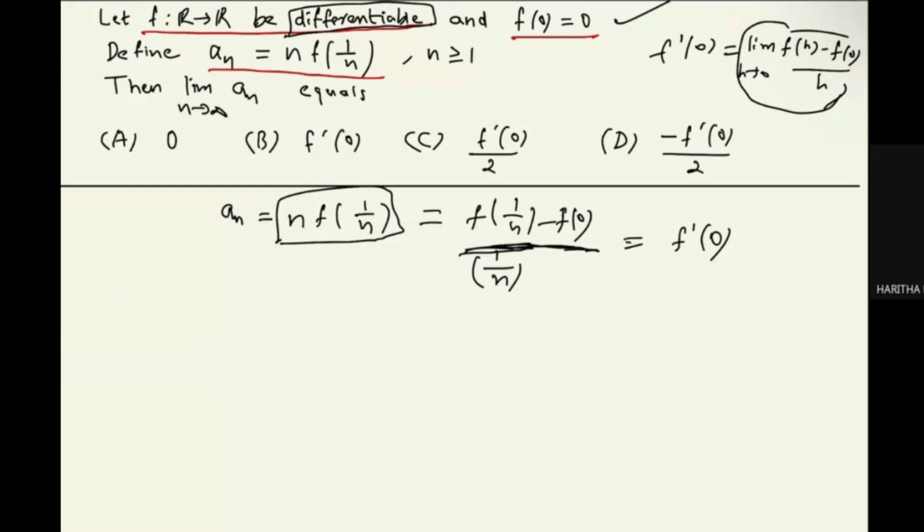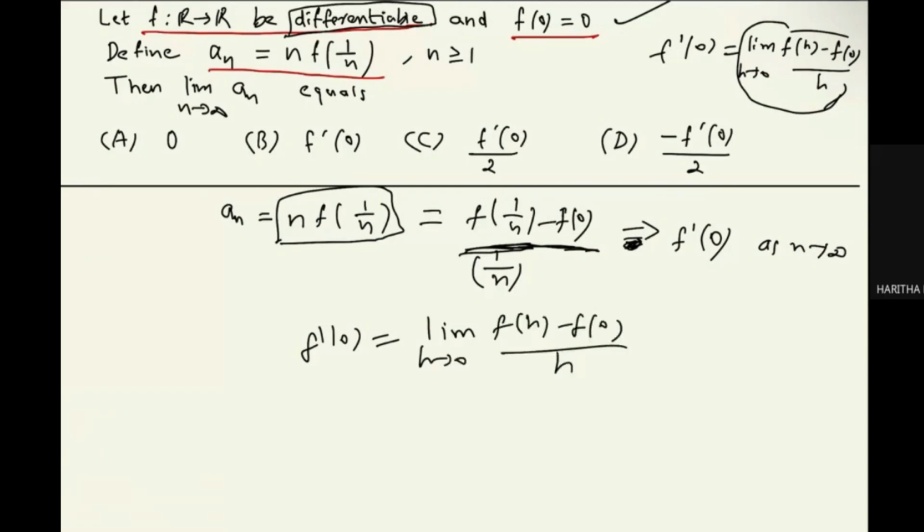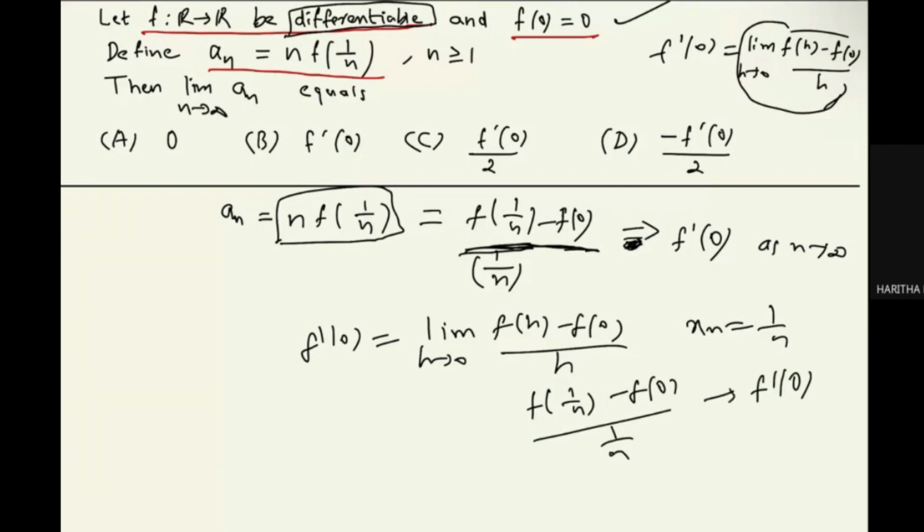I mean, this is not equal, it tends to f dash 0. How does it tend? Because f dash 0 is the limit as x tends to 0 of f of x minus f of 0 by x. So by the sequential criterion, we approach through, say, a sequence 1 by n. You get f of 1 by n minus f of 0 by 1 by n tends to the same limit, which is f dash 0. That's what we have. I hope you got the idea. So we proved it.